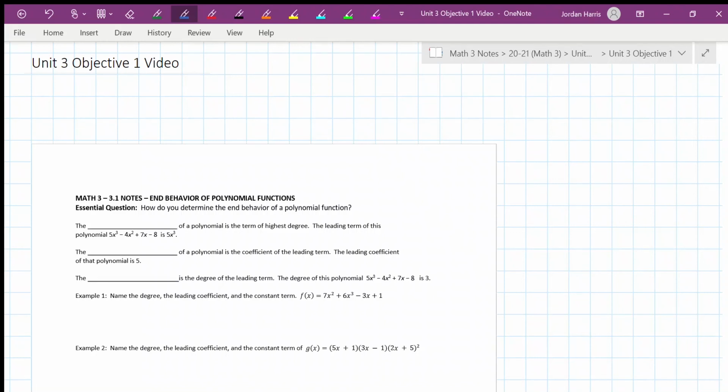This is 3.1, end behavior of polynomial functions. So first of all, we have your essential question: How do you determine the end behavior of a polynomial function? So, we have a few terms to go over.